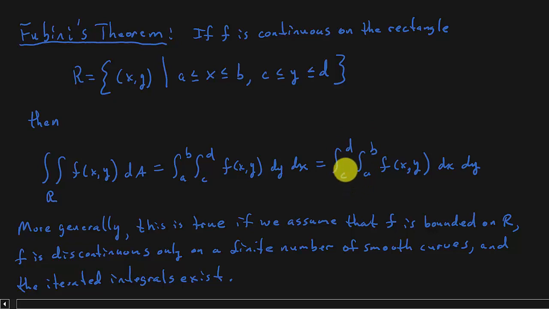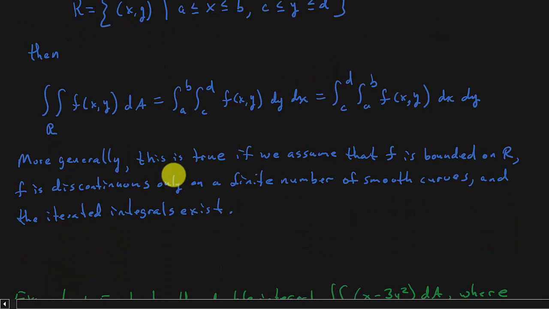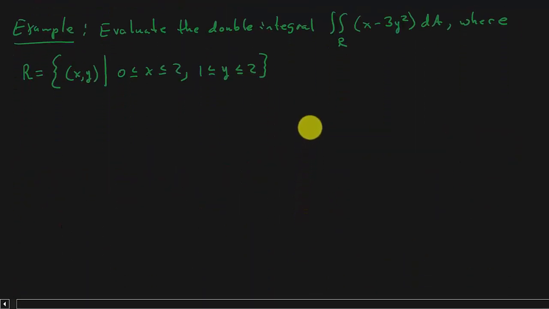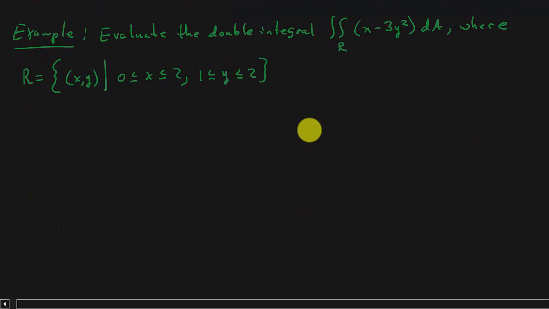Okay? All right, so more generally, this is true if we assume that f is bounded on R, f is discontinuous only on a finite number of smooth curves, and the iterated integrals exist. All right, so let's look at this example here. You'll see some questions asked to you like this.